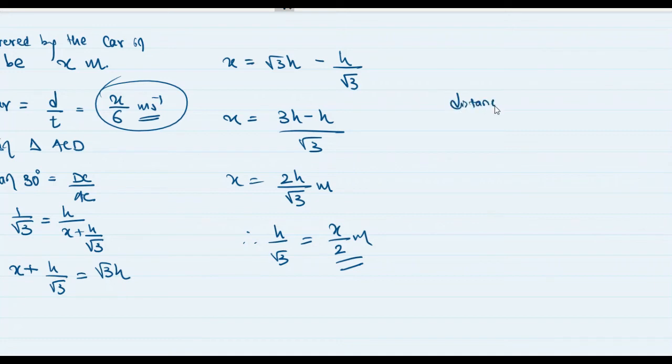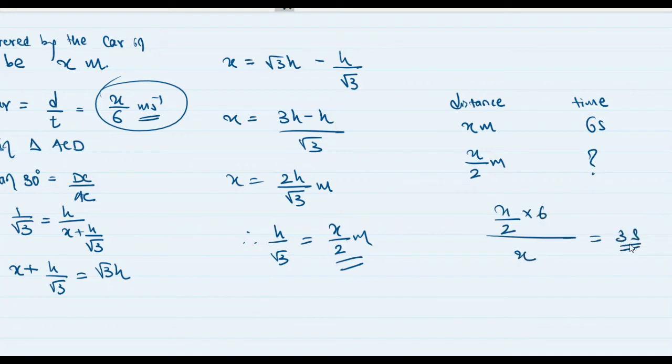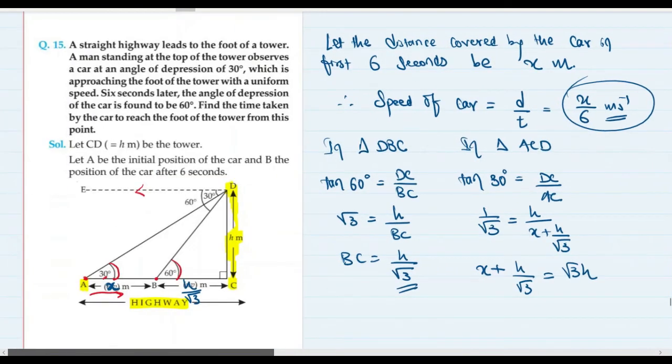Okay, so see, distance and time. I'm going to use unitary method. Please pay attention how I'm using. So if the car travels x meters in 6 seconds, what will be the time taken for the car to travel x by 2 meters? Very easy. X by 2 multiplied by 6 upon x, which is 3 seconds. So car will take further 3 seconds to reach the base of the tower. Find the time taken by the car to reach the foot of the tower from this point. It will be 3 seconds.